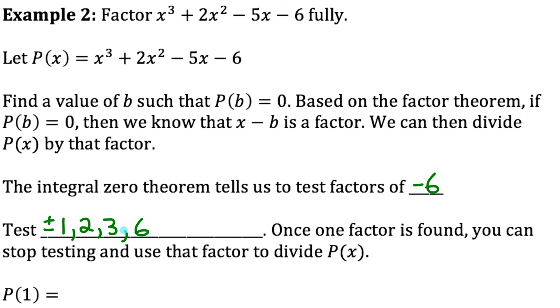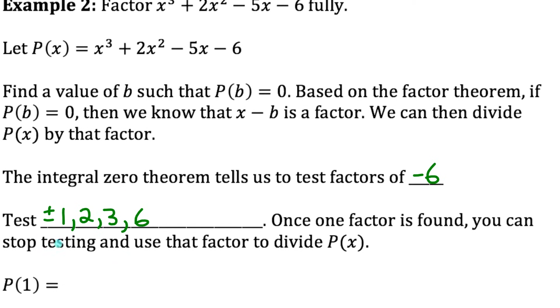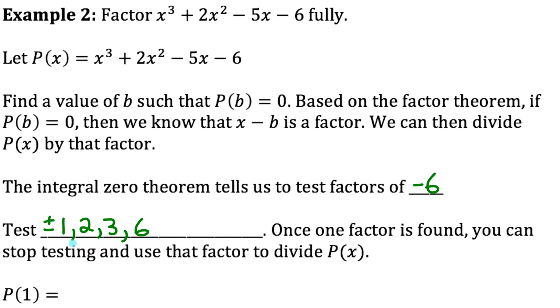Now maybe none of them make it be 0. As many as 3 of them could work because this is degree 3. A degree 3 could have 3 x-intercepts, so 3 zeros. But we just need to now test any of these until we find just one of them that works. It doesn't matter which one we find, we'll still be able to get to the same final factored form answer as long as we do our division properly after we find a 0 of the polynomial.